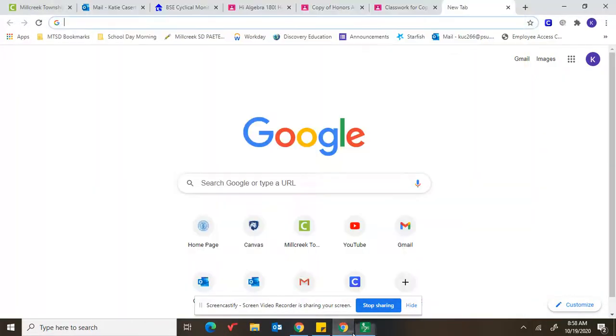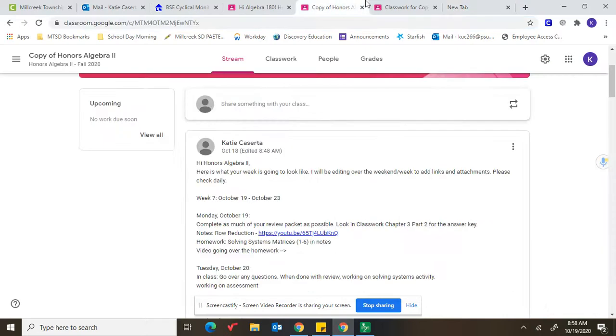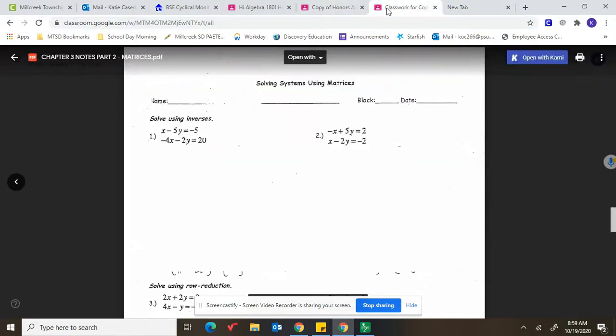Okay, good morning. I'm making a video going over your homework. Your homework was to solve systems using matrices. The first two problems ask you to solve just using inverses. So I'm going to do the first two. They aren't row reduction that you've learned today.